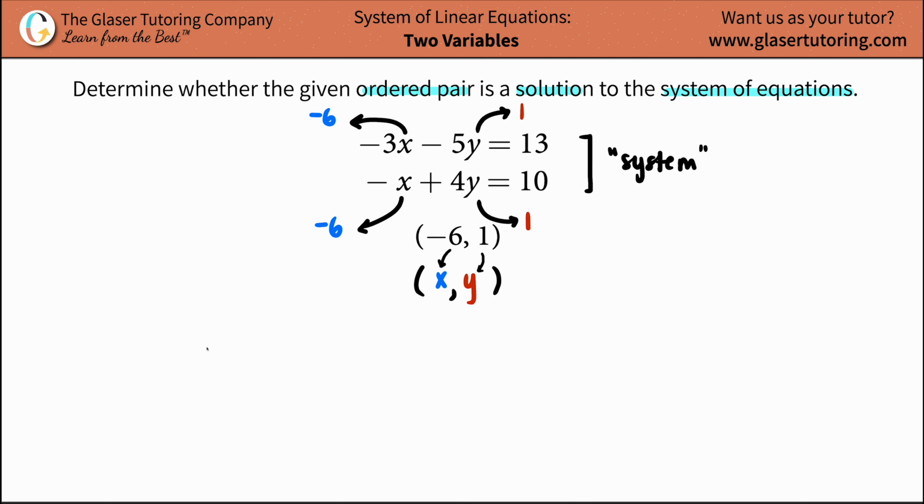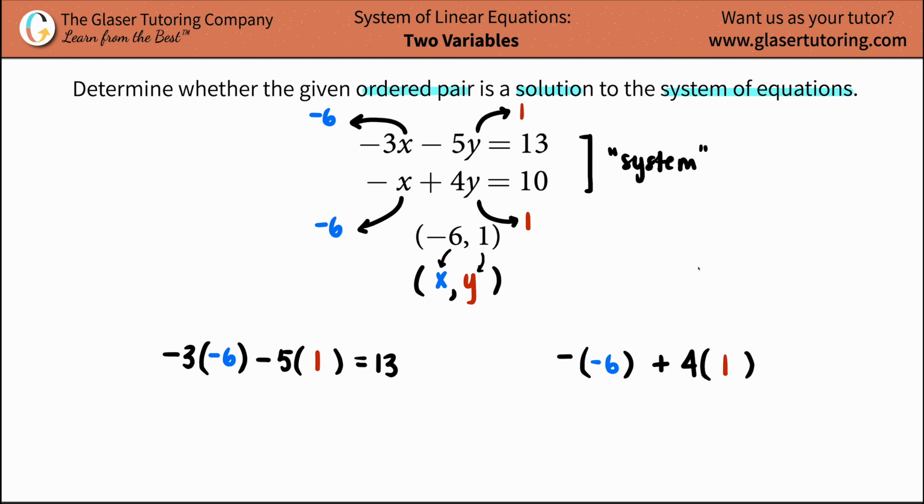So let's see. I'm going to start with the top one. So -3 times the x value, which they told me was -6. And then we have to minus 5 times the y value, which was 1. And this should equal 13. Okay. Now on the other side, we have the x value that we have to plug in is -6, right? So the negative here is part of the equation. So I need a double negative here. And then plus 4 times the y value, which is 1, and that should come out to being 10.